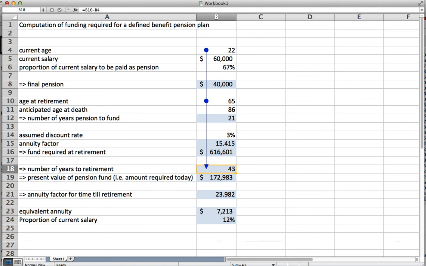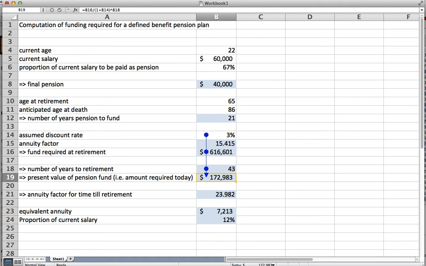How much is that worth today? And again, we'll use the same discount rate of 3%, and based on that we'll just discount back to the present day. The present value of $616,000 in 43 years time, if the discount rate is 3%, is $173,000, or $172,983.